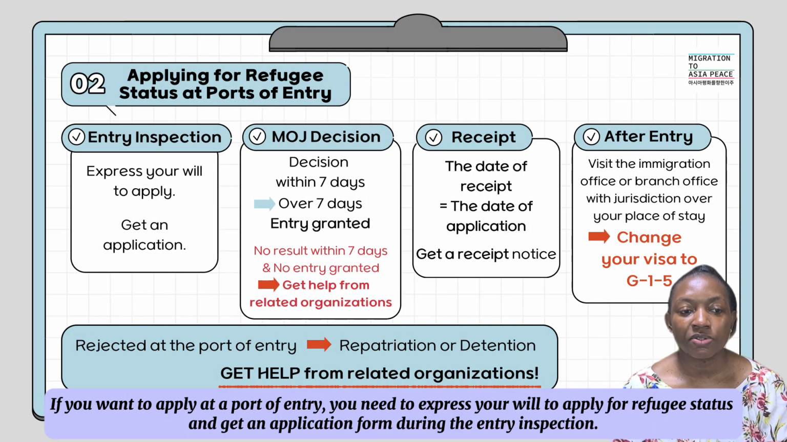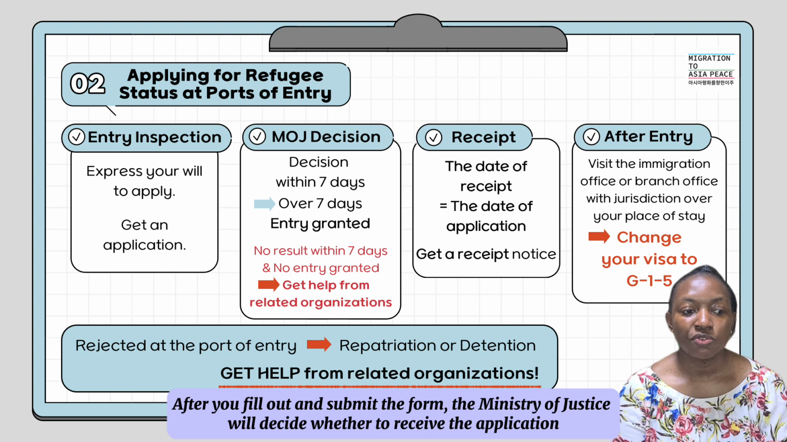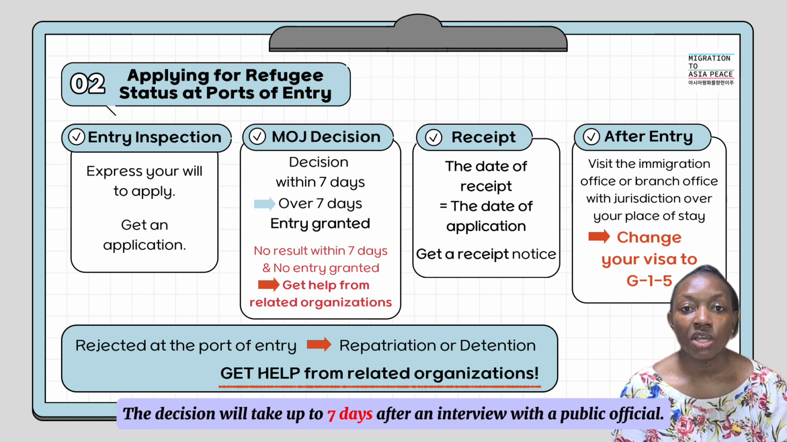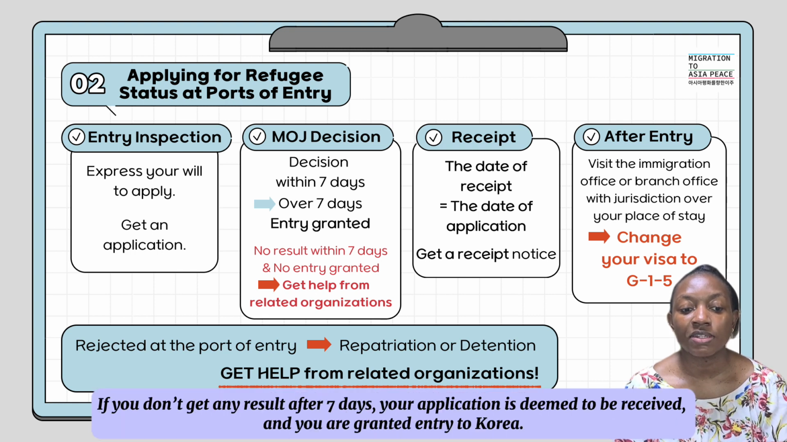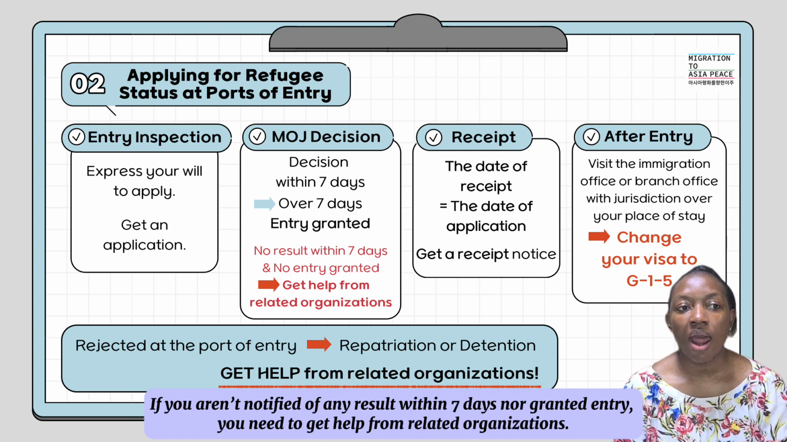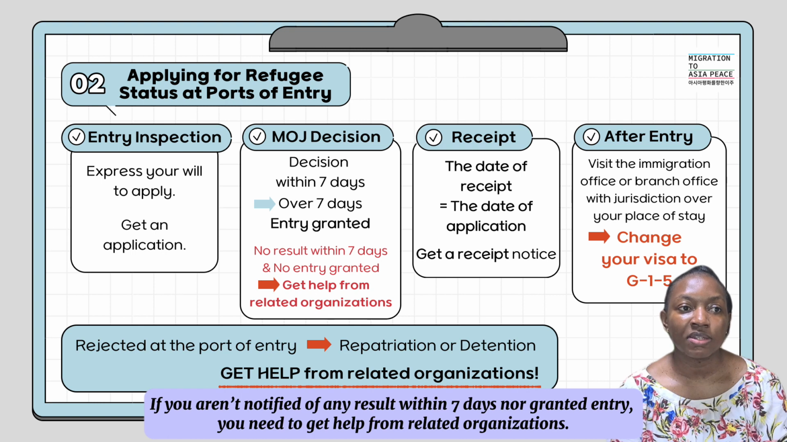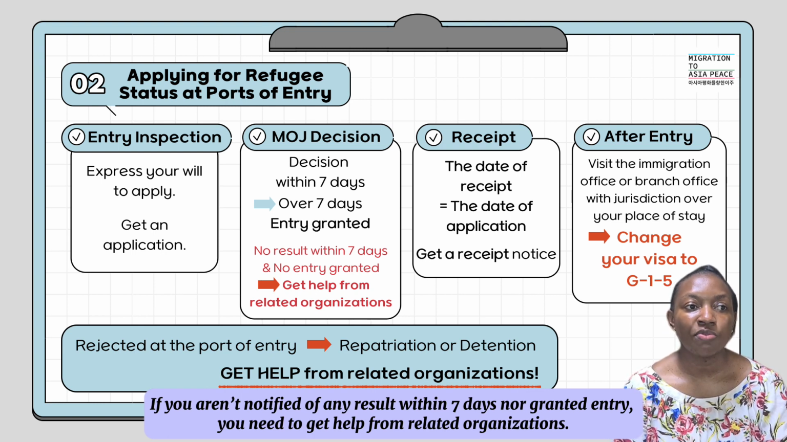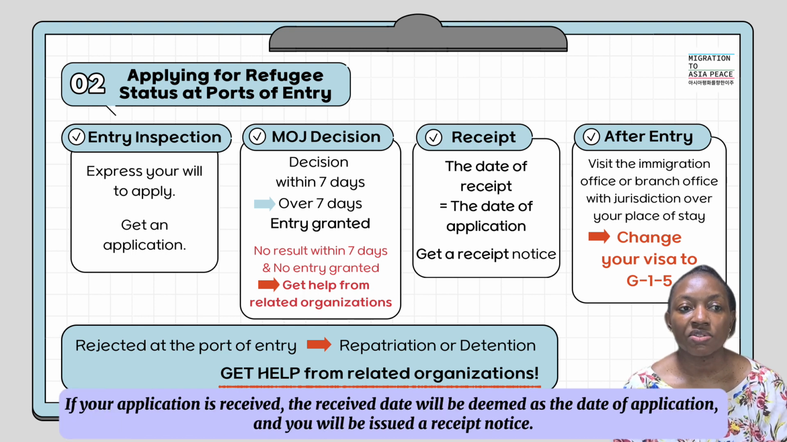If you want to apply at the port of entry, you need to express your will to apply for refugee status and get an application form during the entry inspection. After you fill out and submit the form, the Ministry of Justice will decide whether to receive the application. The decision will take 7 days after an interview with a public official. If you don't get any result after 7 days, your application is deemed to be received and you are granted entry to Korea. If you are notified of any result within 7 days not granted entry, you need to get help from related organizations. If your application is received, the receipt date will be deemed as the date of application and you will be issued a receipt notice.